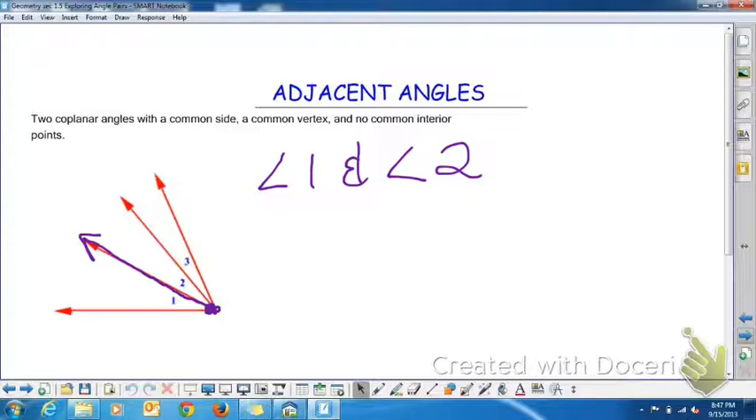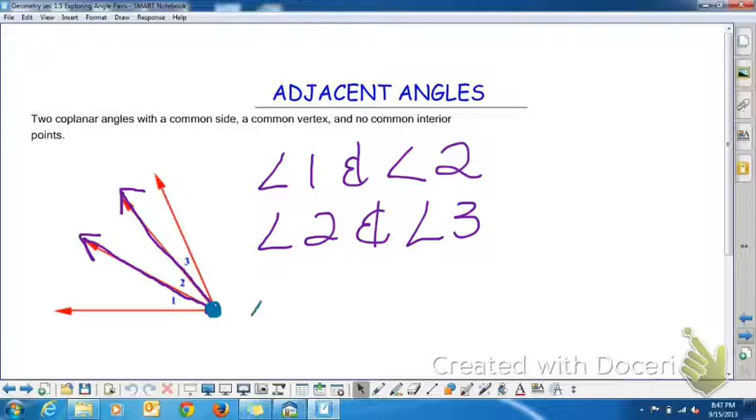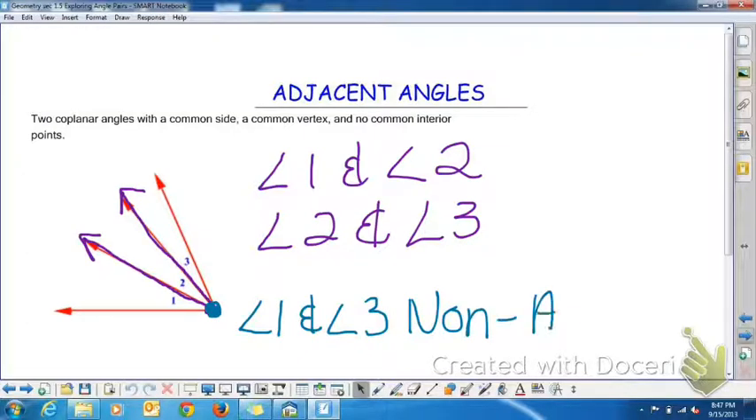Angle 2 and angle 3 are also a pair of adjacent angles. They share a common vertex and a common side. So they are also a pair of adjacent angles. Angle 1 and angle 3, they share a common vertex, but they do not share a common side, and therefore angle 1 and angle 3 are non-adjacent angles. They are not right next door to each other.